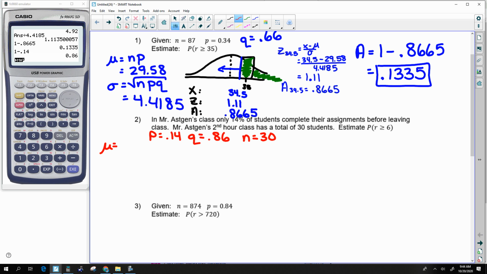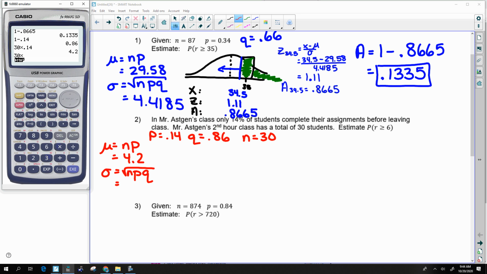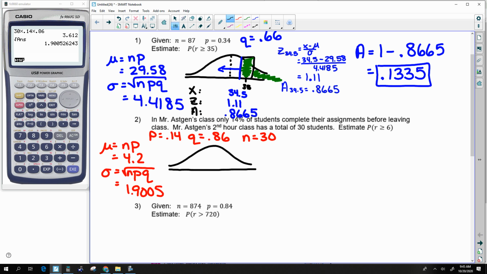Okay, so the average in this case is n times p. Standard deviation is n times p times q, rooted. Draw a picture so I make sure I understand the question that is being asked of me. So the average is 4.2.